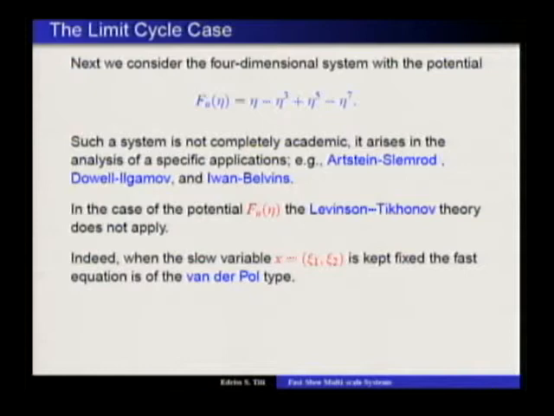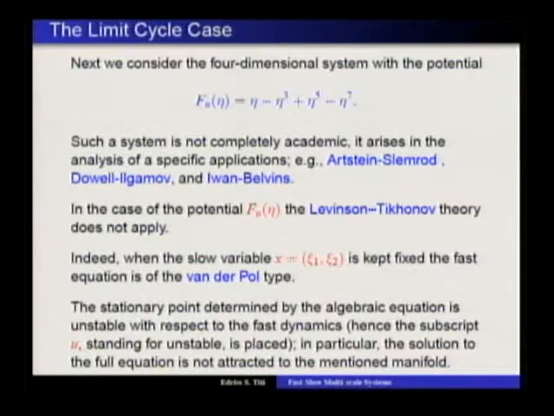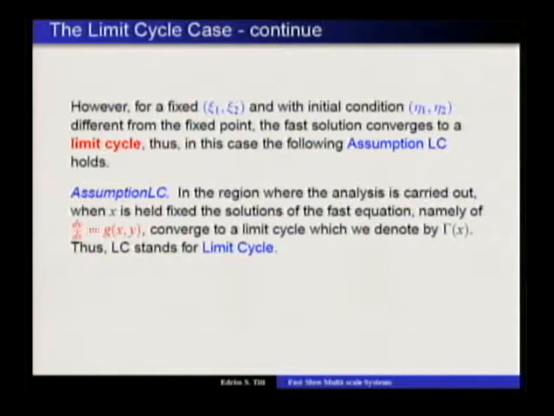So what happens in this situation? Let me work under the following assumptions. Assume that for fixed xi1, xi2, and with initial data eta 1 different from the fixed point, the fast solution converges to a limit cycle. I would like to see what happens under this assumption, which is exactly this particular situation.